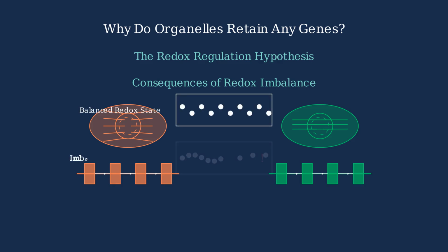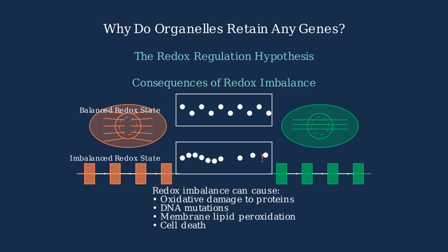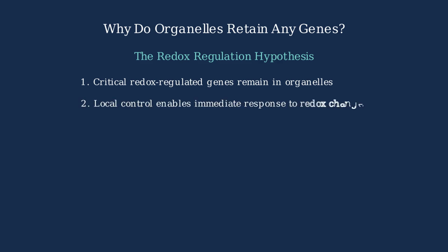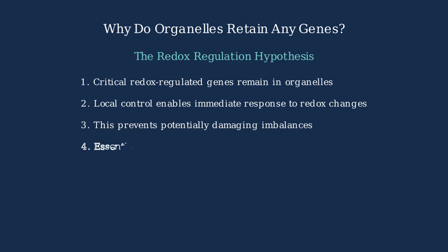If redox reactions become imbalanced, damaging reactive oxygen species can form. These imbalances can lead to oxidative damage, causing protein dysfunction, DNA mutations, lipid peroxidation, and even cell death. In summary, the redox regulation hypothesis explains that organelles retain specific genes to maintain rapid local control over electron transport processes. This local control is crucial for preventing potentially dangerous redox imbalances and maintaining efficient cellular energy production.